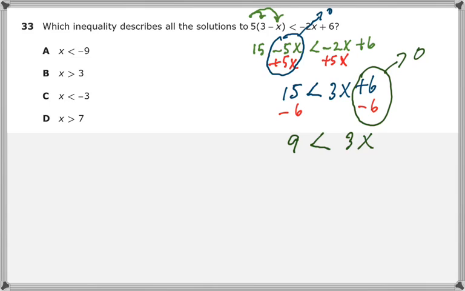We have one last step, which is to divide both sides by the coefficient of our variable x. So we're going to divide both sides by the coefficient, which is 3. Divide both sides by 3.